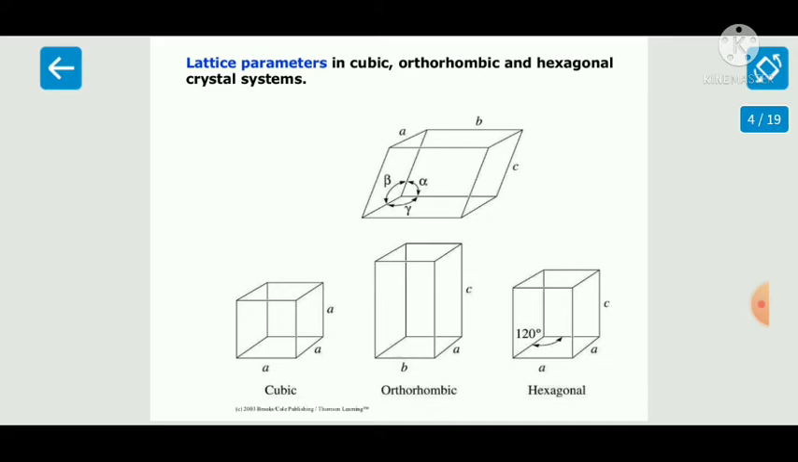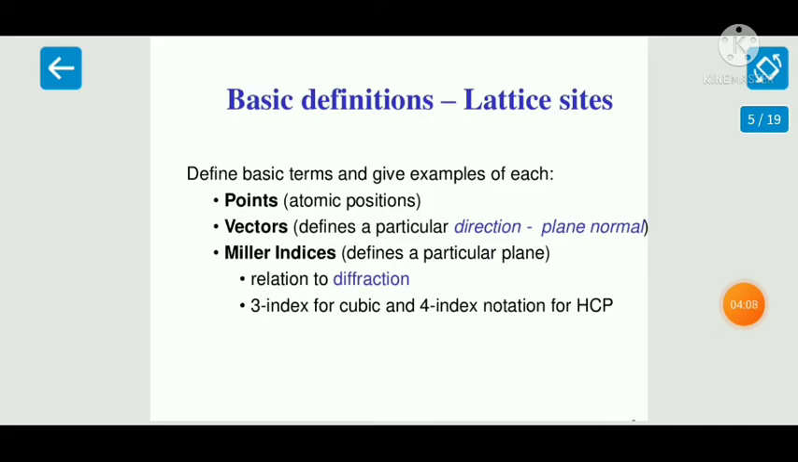See the cubic, orthorhombic, and hexagonal systems with the directions a, b, c and the angles alpha, beta, and gamma. These are the basic definitions of lattice sites. They define the basic terms and give examples of points and atomic positions, the position vector, and particular directions, plane normals, and Miller indices that define a particular plane, which is related to diffraction. There are 3 indices for cubic systems and 4 indices for HCP.